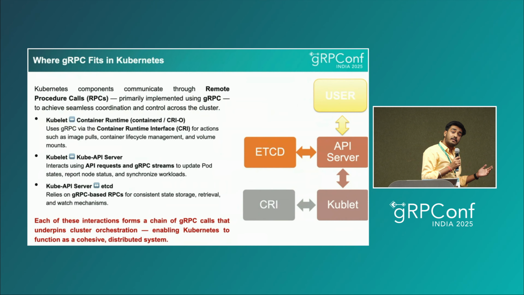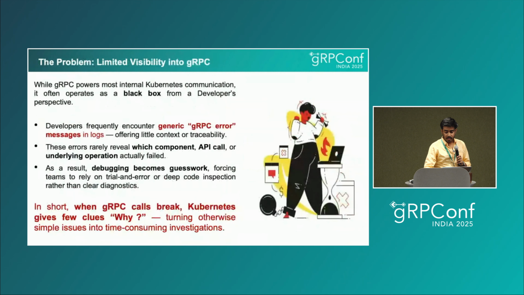Similarly, once the pod is successfully deployed, the API server needs to update the etcd database with the current status of the cluster, again using the gRPC protocol. So each of these interactions forms a chain of gRPC calls that underpins the cluster orchestration, enabling Kubernetes to function as a cohesive and distributed system. So you might ask, what's the problem? The problem, as I mentioned previously as well, is the limited visibility into the gRPC calls in the cluster, right?